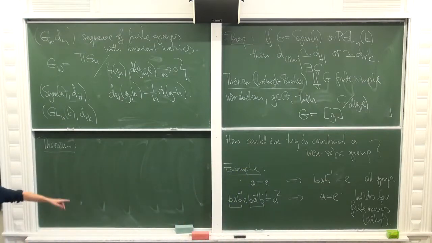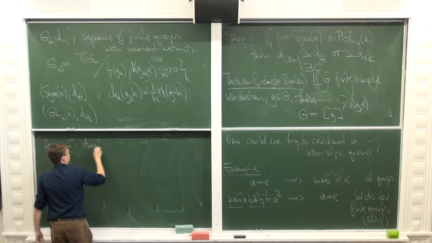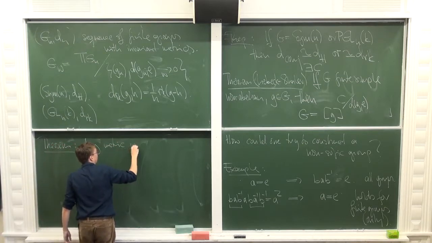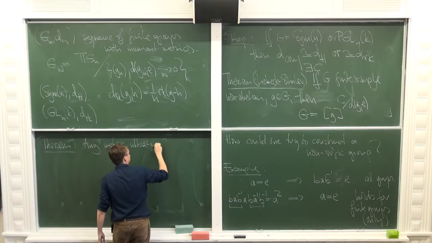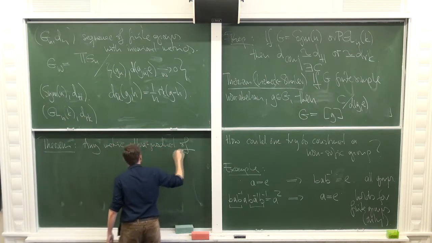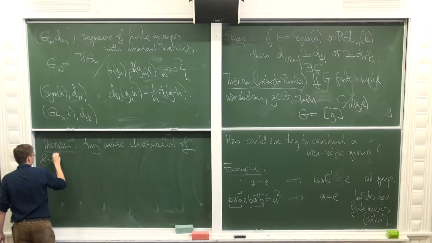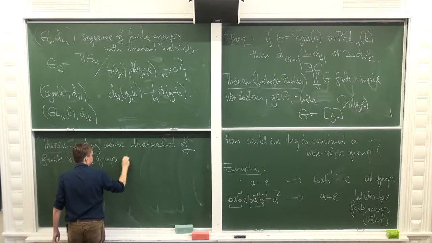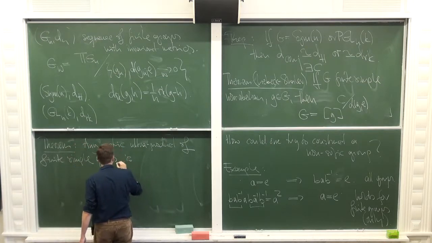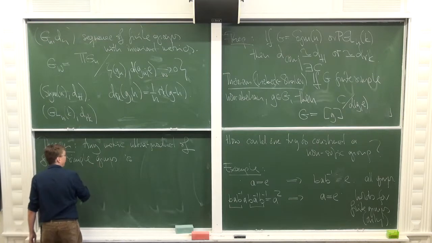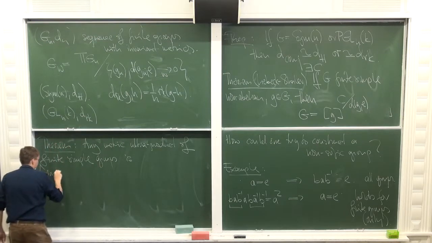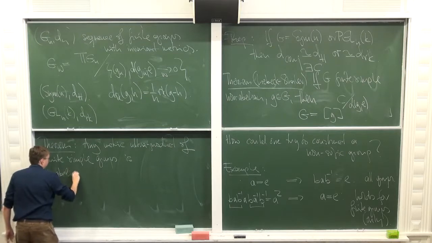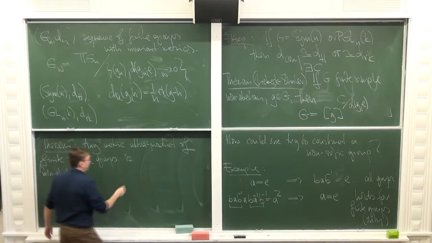And so the theorem that you can derive from this result of Liebeck and Shalev is that any metric ultraproduct of non-abelian finite simple groups is itself simple.